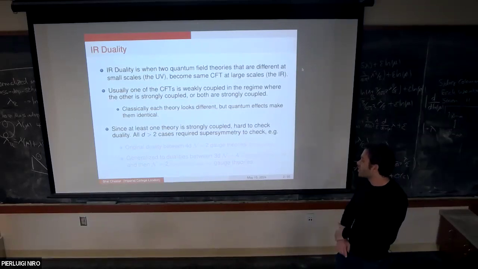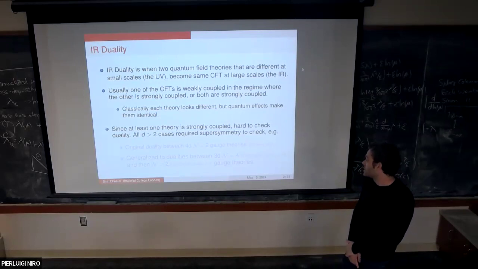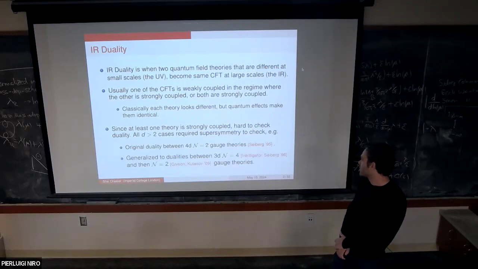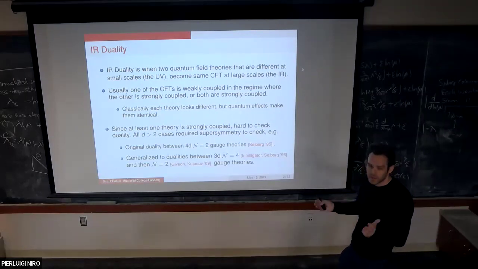Since at least one theory is strongly coupled, it's hard to check these dualities. When the space-time dimension is bigger than 2, I mean space-time, not space as in condensed matter, you almost always need supersymmetry in order to check them. For instance, the original classic duality in 4 dimensions with N=2 supersymmetry by Seiberg was generalized to various supersymmetric dualities in 3 dimensions. In these cases, you can in some cases prove them, in other cases find very non-trivial evidence using supersymmetry.